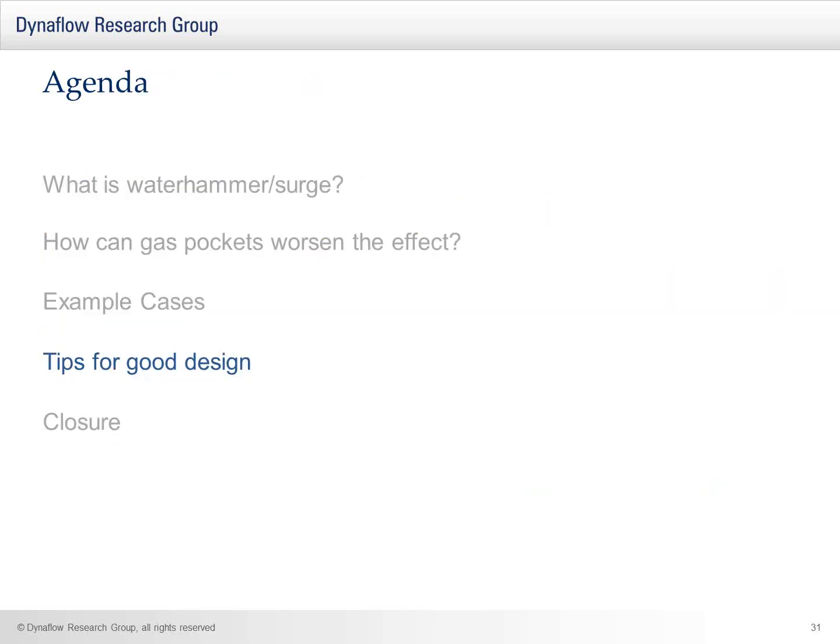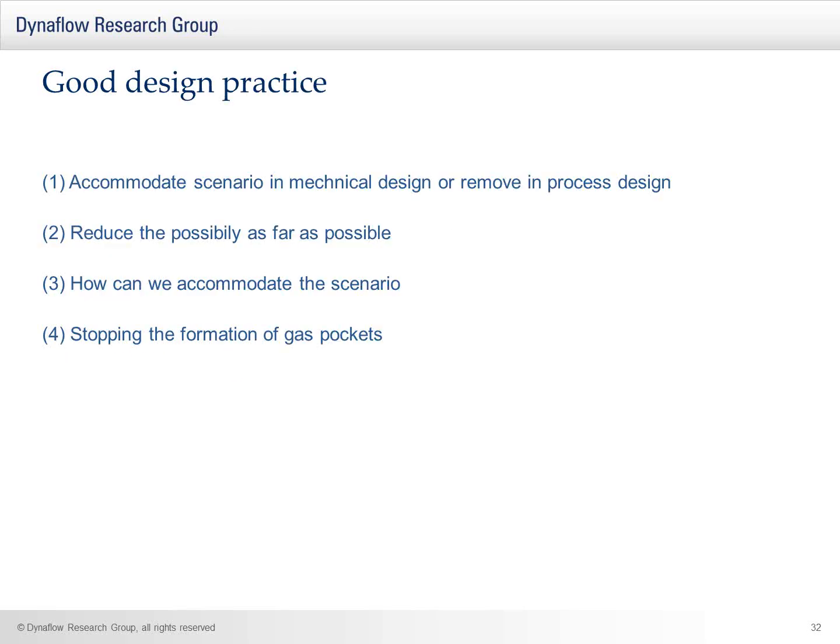So let's go and look at some tips for good design to try and avoid these problems. Well, good design practice, we need to think about can we accommodate the scenario through good mechanical design, or should we try and remove it in the process design or reduce the possibility as far as possible? If we have to accommodate it, how can we do that? And also, how can we stop the formation of gas pockets in the first place?